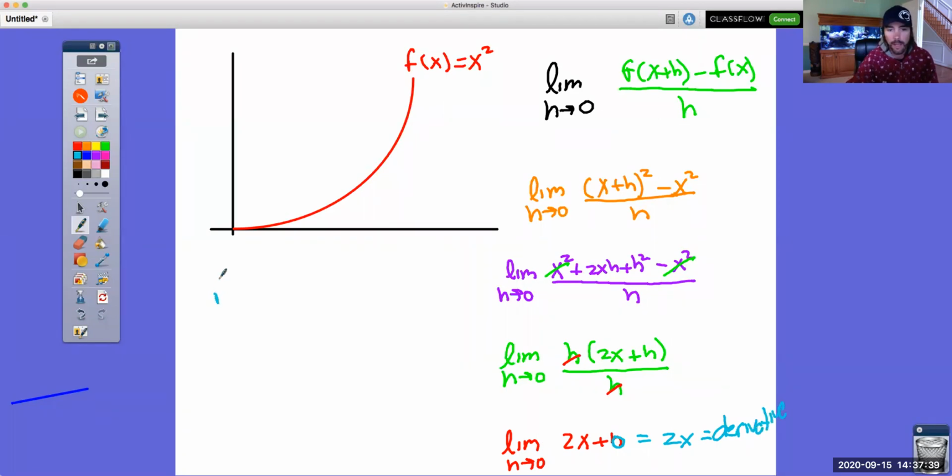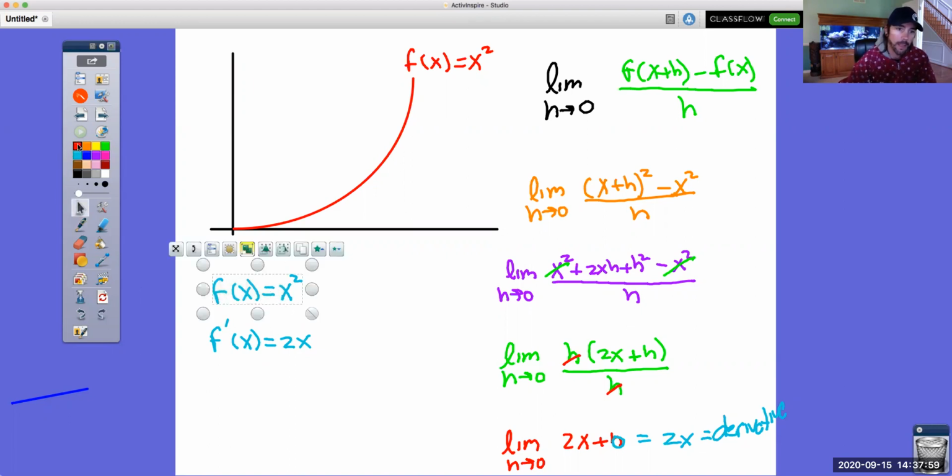So I can say that f of x equals x squared. The derivative, notation-wise, is f prime of x equals 2x. So I have two functions here. I have the original function, that's in red, and I have its derivative in light blue. The derivative will tell me the instantaneous rate of change at any given point.